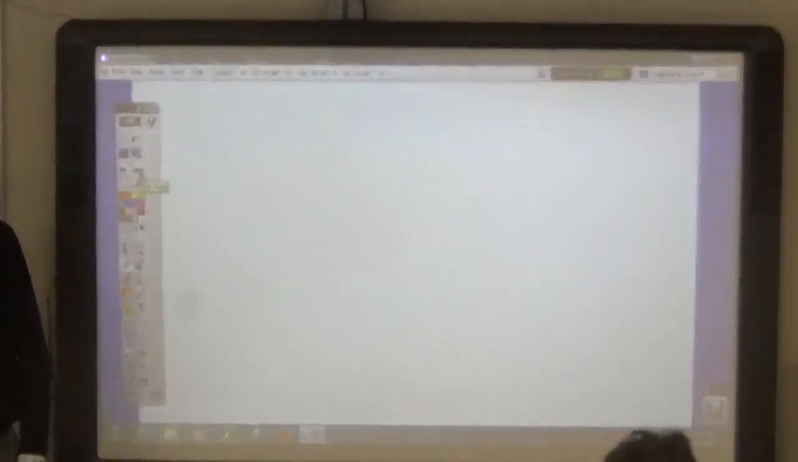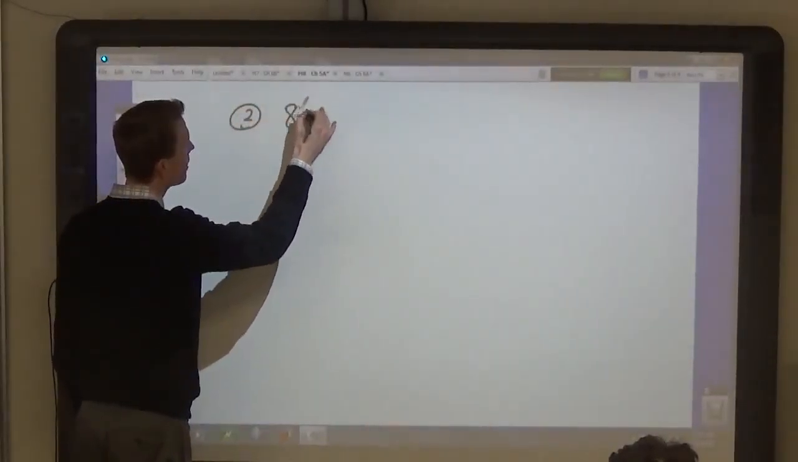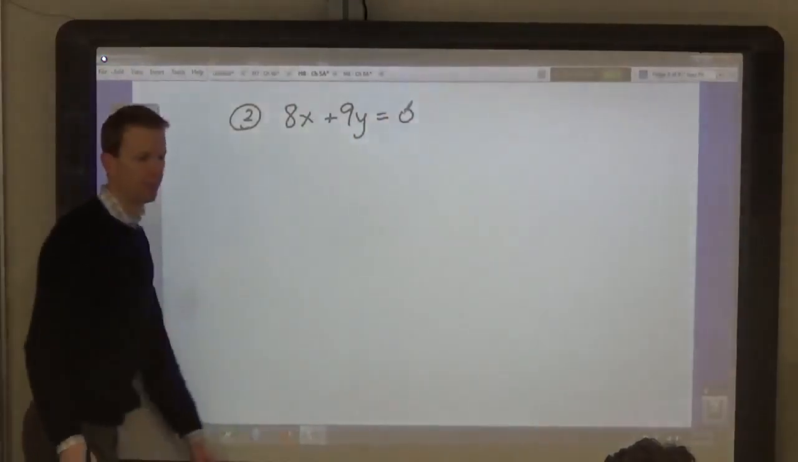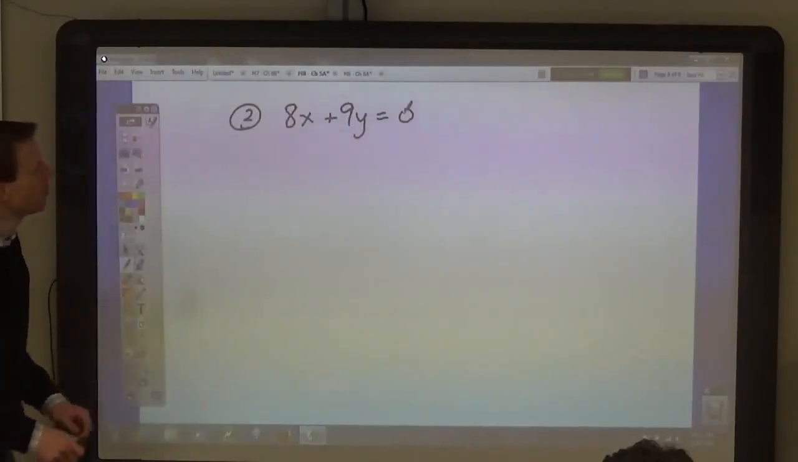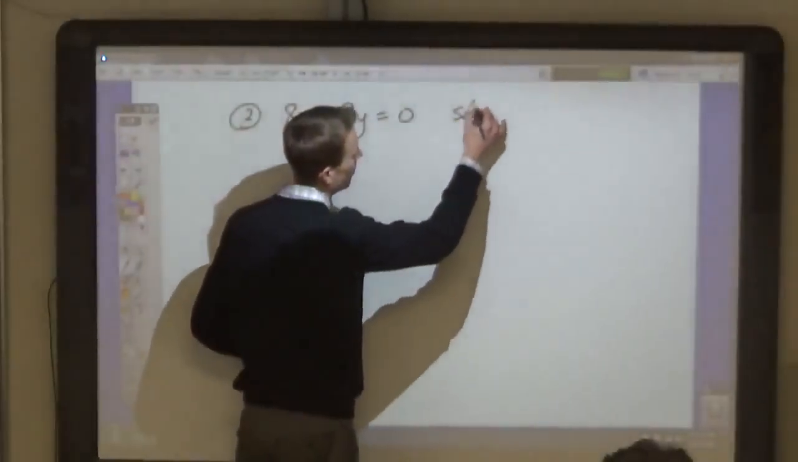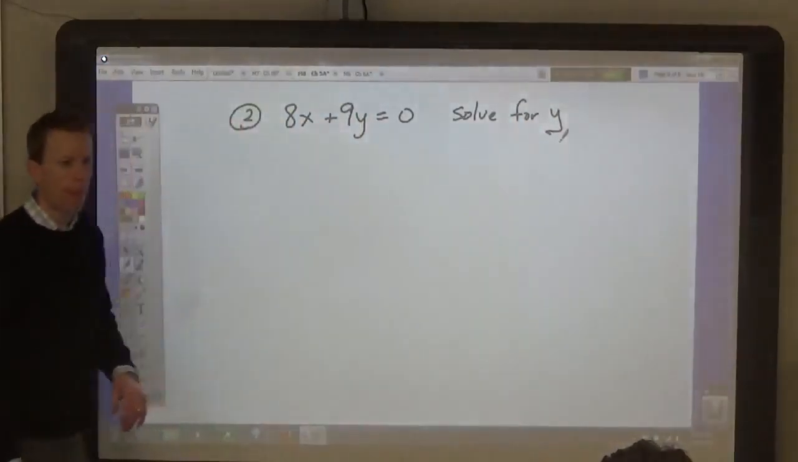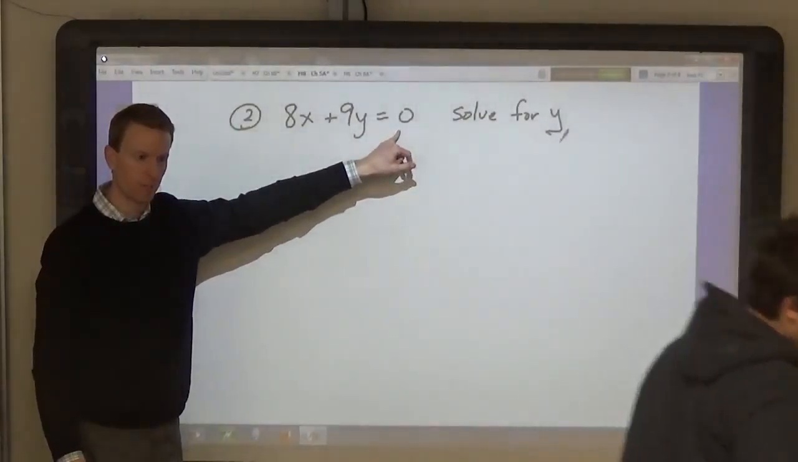Number 2. Is this an example of direct variation? 8x plus 9y equals 0. Is this a direct variation equation? And if so, what is k? Well, what you'd have to do is solve it for y. Why not x? Because the coefficient of x is the constant of variation.